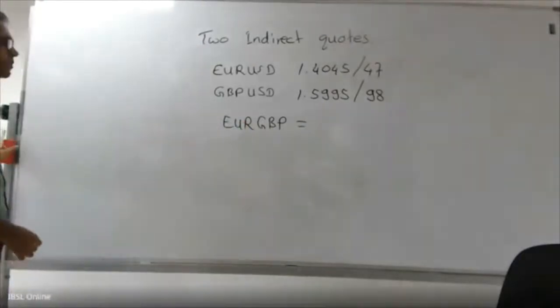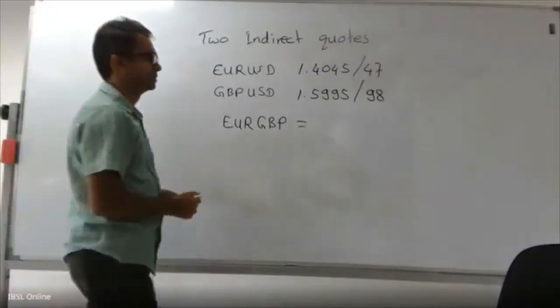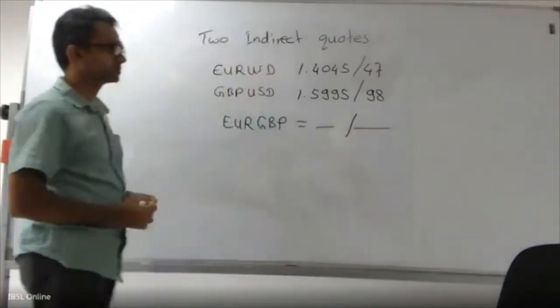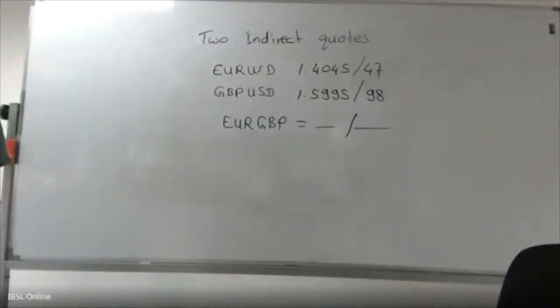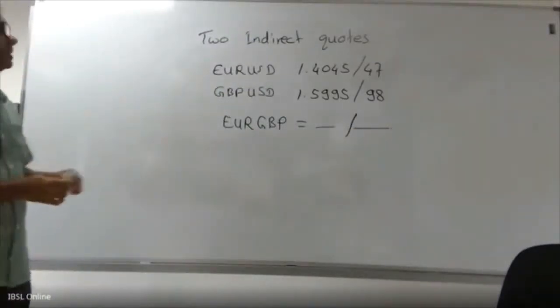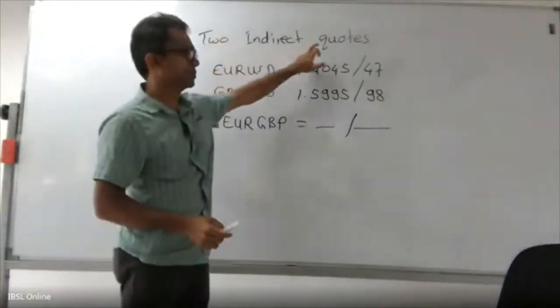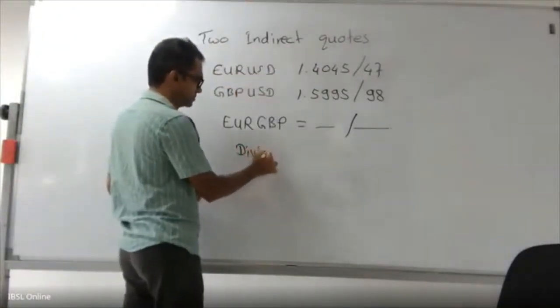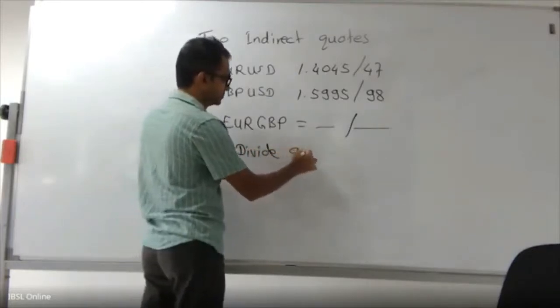Now the problem is, how do we calculate the bid and the ask? The rule is, whenever there are two indirect quotes, divide across.